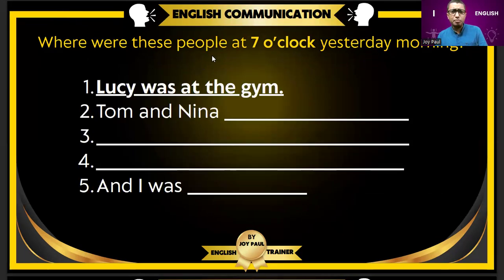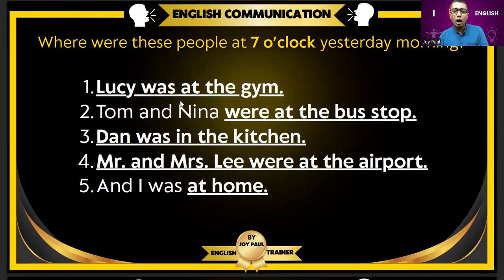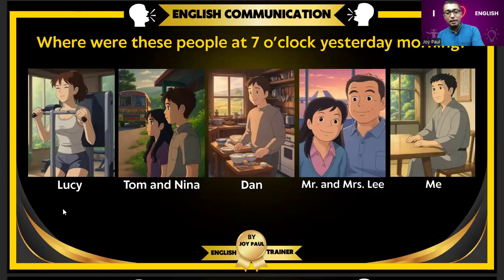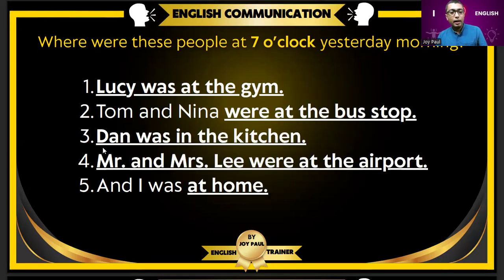Now see where these people were at 7 o'clock yesterday morning. How to create this sentence in past form. Lucy was at the gym. Tom and Nina were at the bus stop. See about Dan. Dan was in the kitchen.